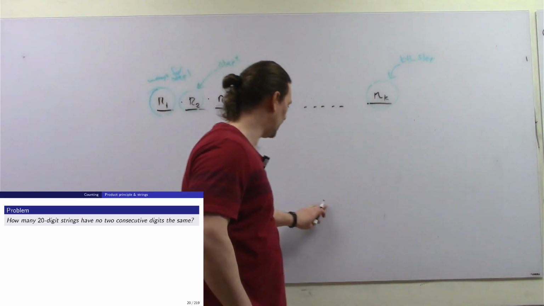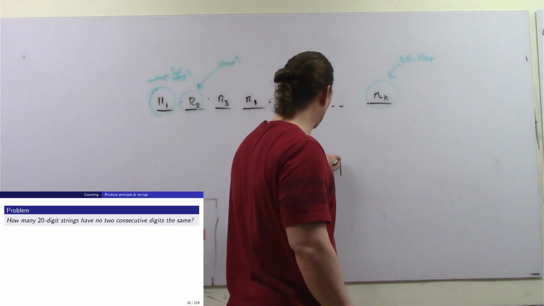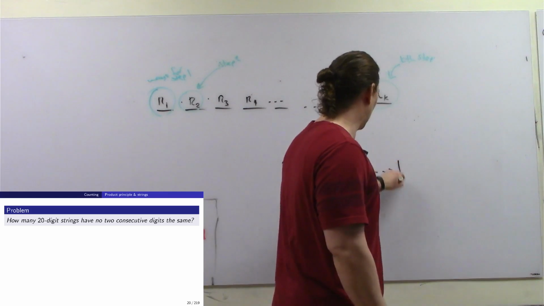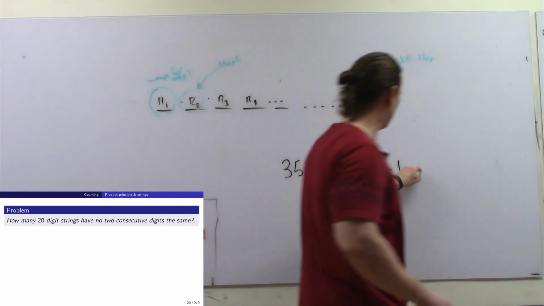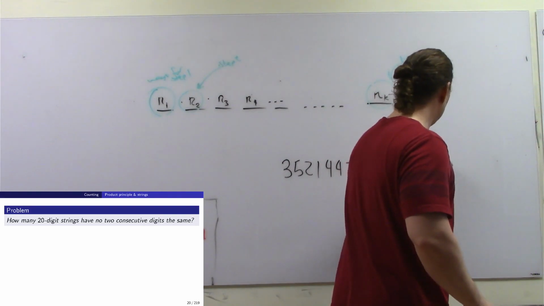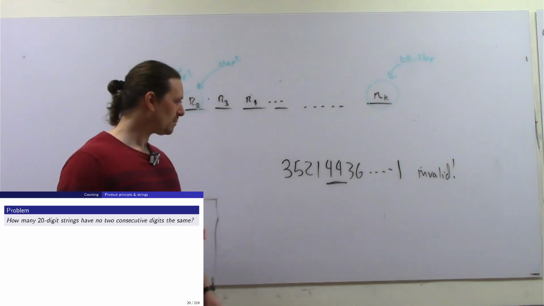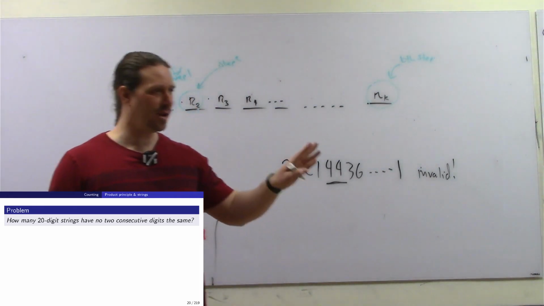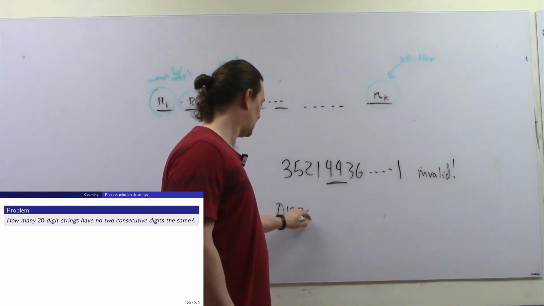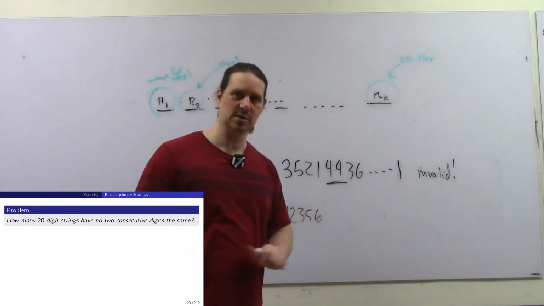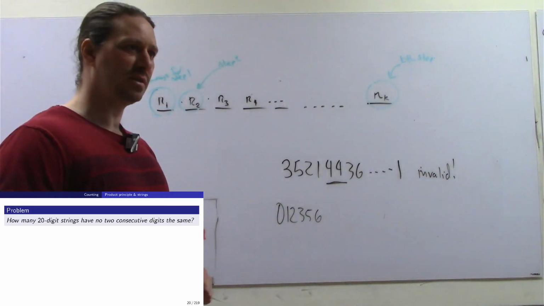So let me write down one that doesn't count. 3, 5, 2, 1, 4, 4, 3, 6. Okay, I don't want to write down 20 digits. It's very long. This is invalid, because it had two 4s next to each other. And these are strings, not numbers, so I will allow myself to start off with 0. But if I don't allow that, it only changes the problem slightly. Now, I would like to know how many strings of this type there are.